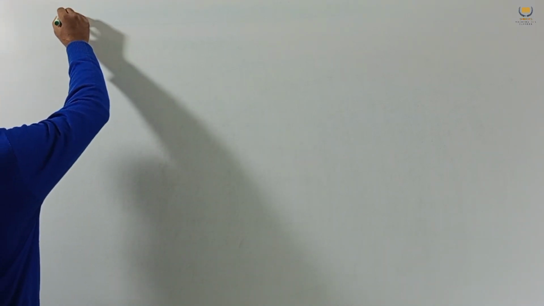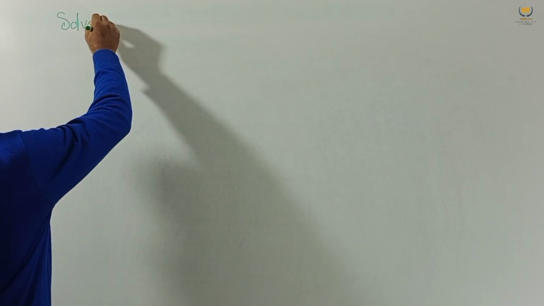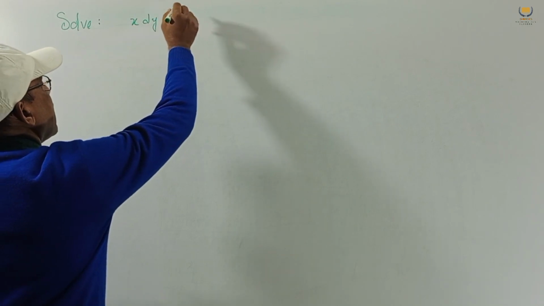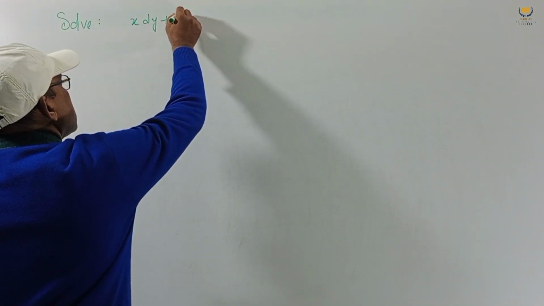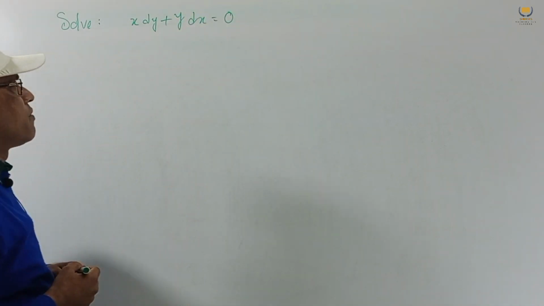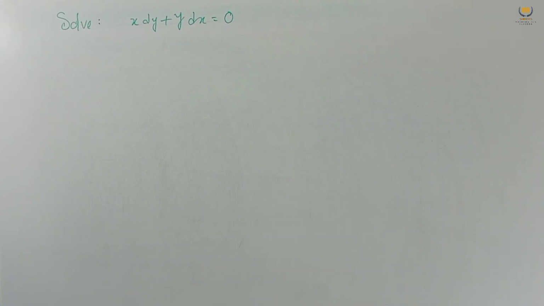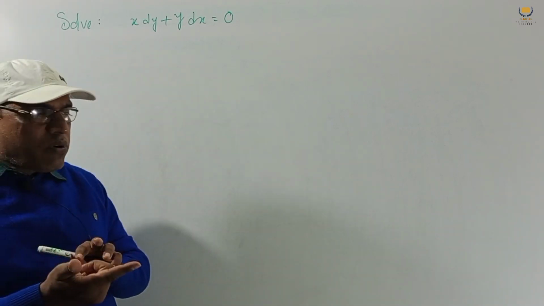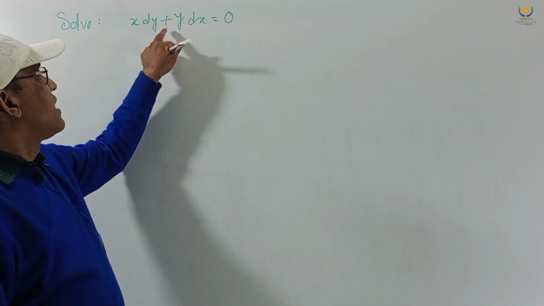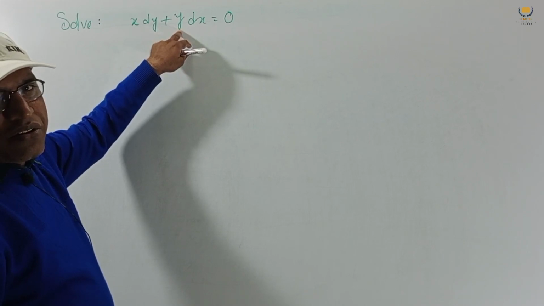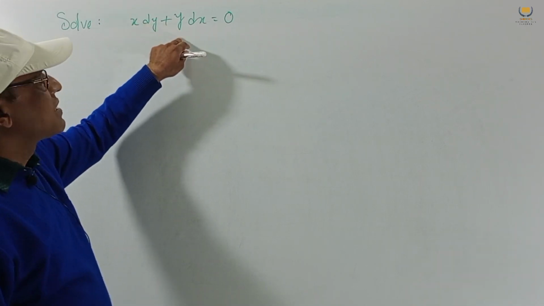Let us consider one problem. Solve x dy + y dx = 0. In this problem we know we need dy with y and dx with x, but here we get dy with x and dx with y. Which are the main factors? x and y.